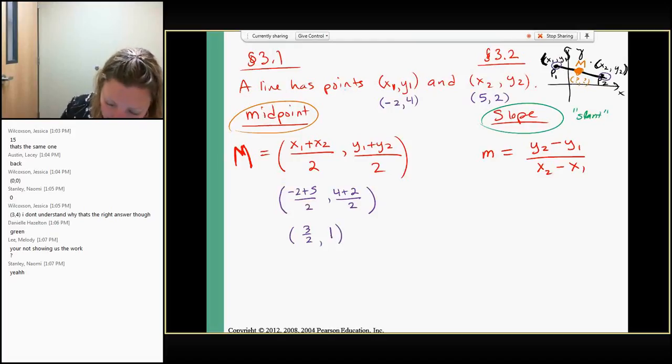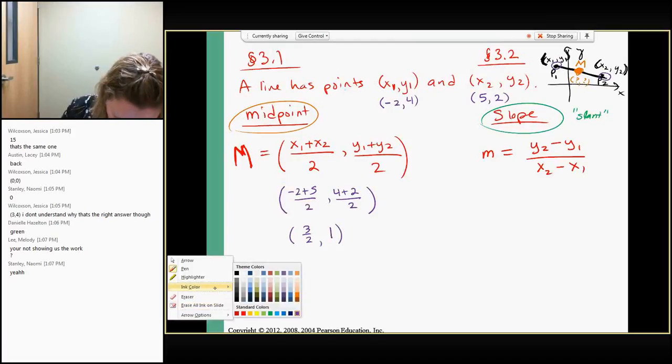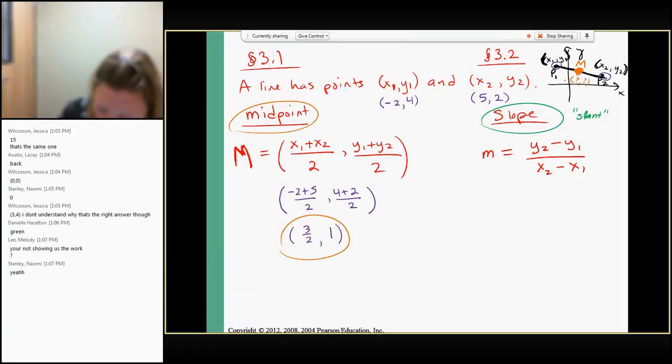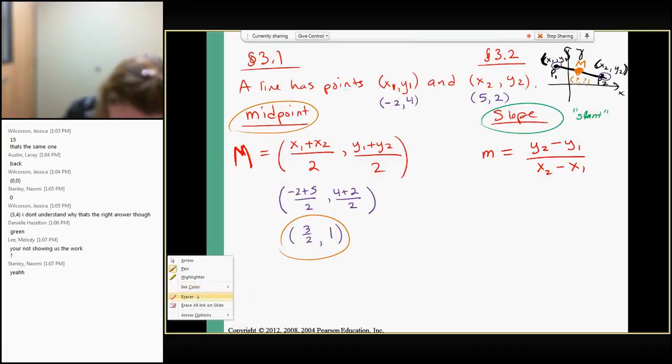That is the midpoint. Maybe I should have done that in orange. But that's the midpoint. We're going about 1.5 to the right and up. How is that 2/2? It's 6/2. Thank you. So that should be what then? 3. Good.